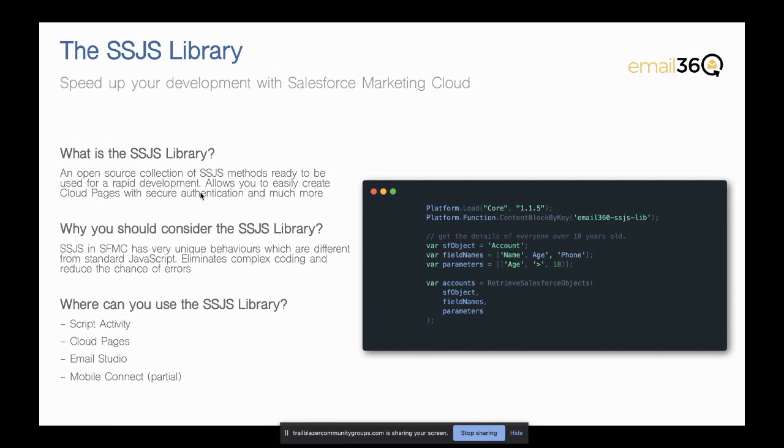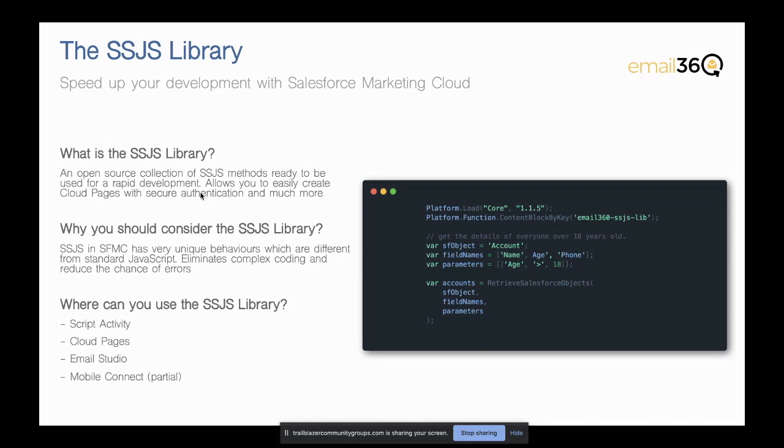So what is the SSJS library? The SSJS library is a free open source code project, which is currently under development, and it's from the community for the community. It is easily available through GitHub, and currently has more than 6,000 lines of code. It aims to solve common problems in SSJS which we're facing in Salesforce Marketing Cloud. It allows for faster development, reduces potential errors, and tries to reduce redundancy of coding.